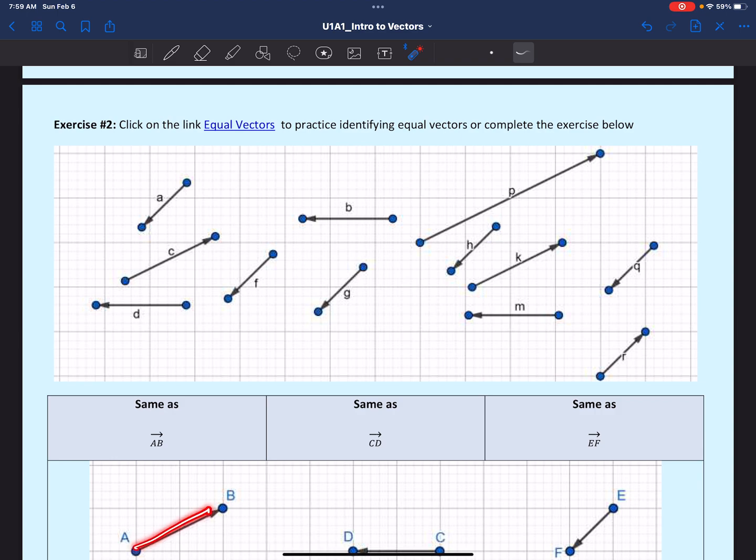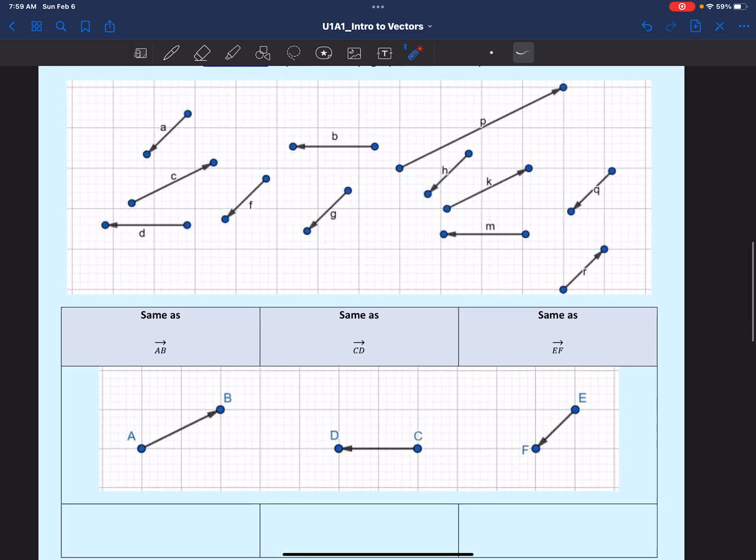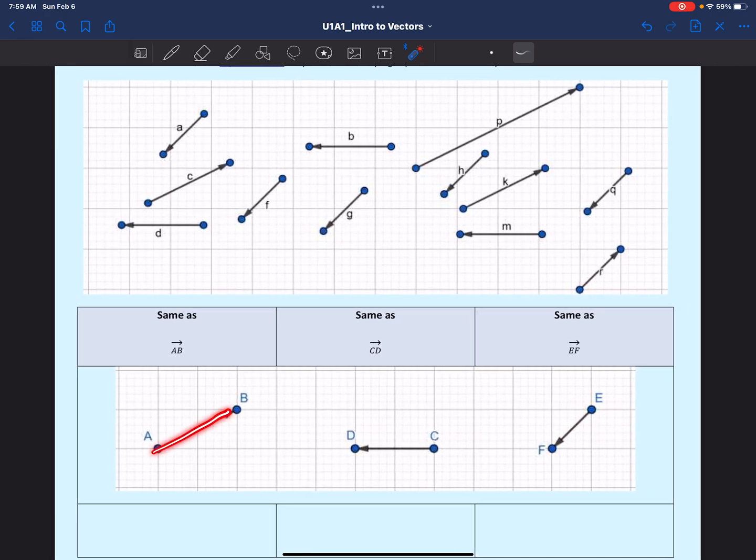So vectors AB, CD, and EF. And what we're going to do is find the vectors that are equal to each and every one of them as described. So vector AB, the way I would look at it, for the direction is 2 to the right and 1 up. So 2 to the right and 1 up.